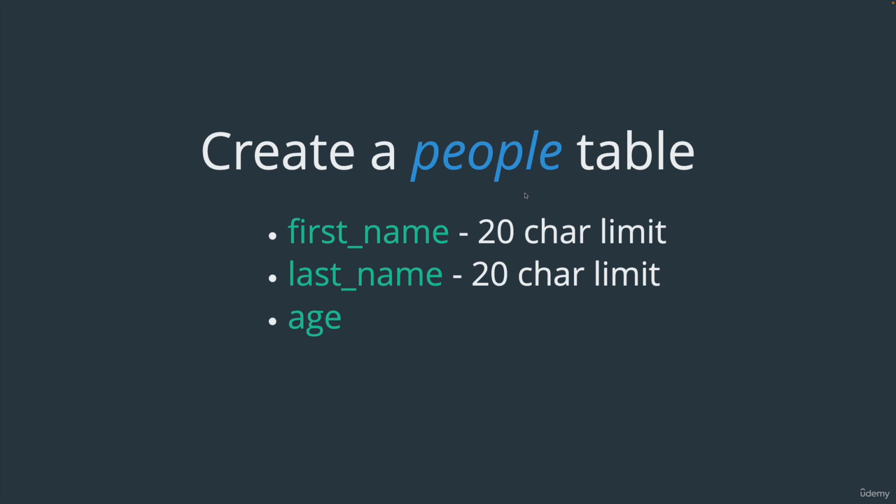First name is a piece of text or a string, 20 characters or fewer. Last name, same thing. And age is a number. I guess we all know age is only a number. Very funny. Really, though, age is just an integer here.